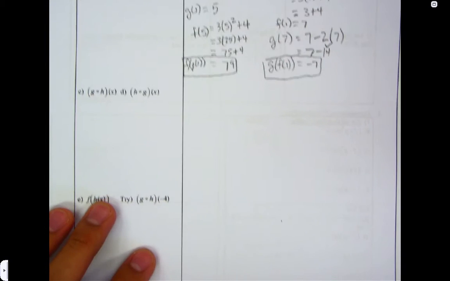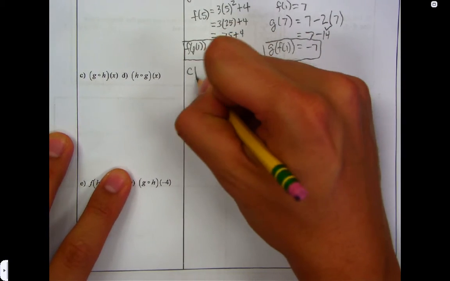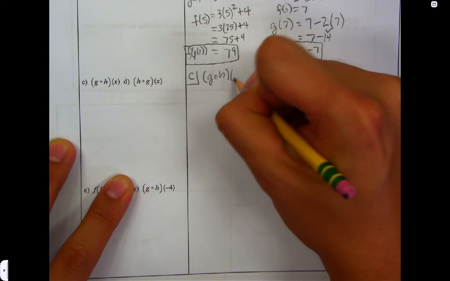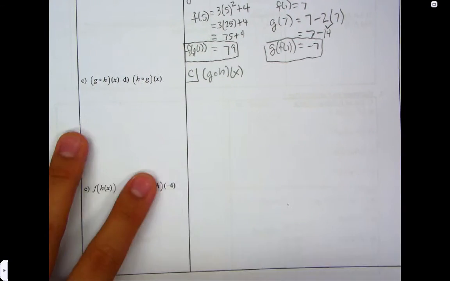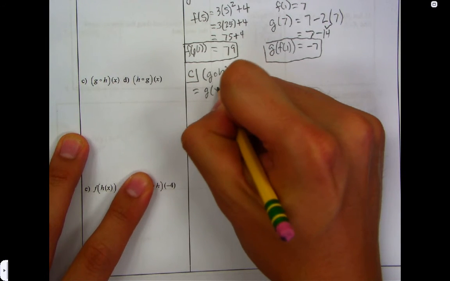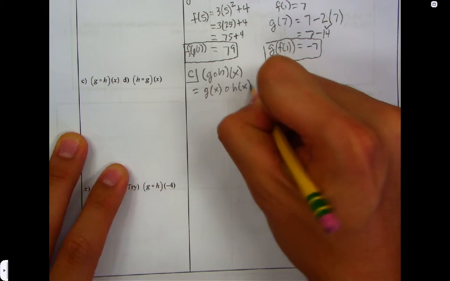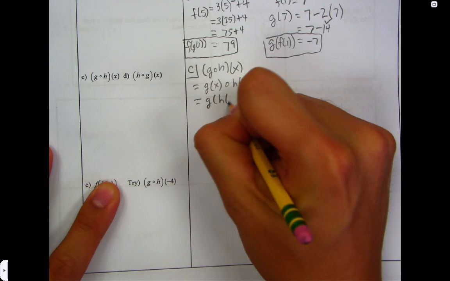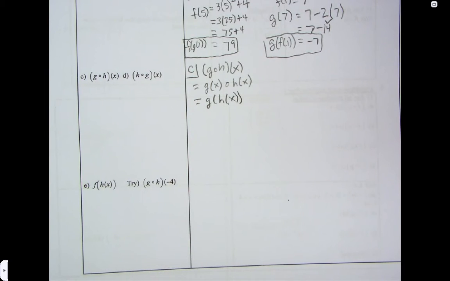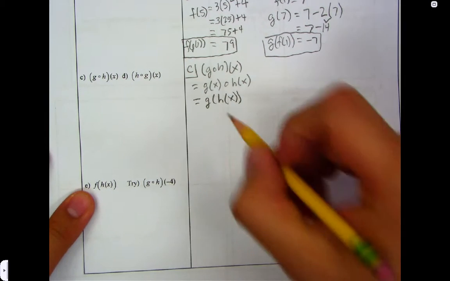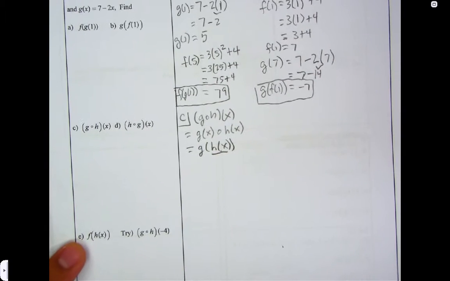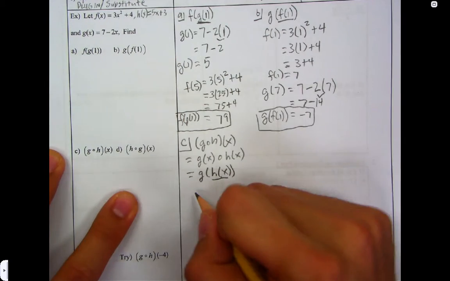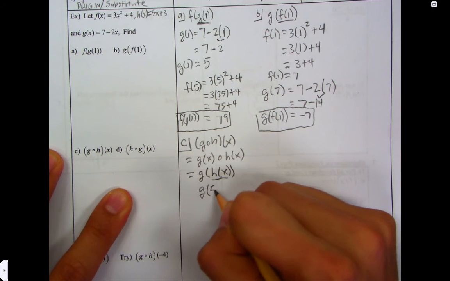Example C. This just means g composed with h of x, which also means g of x composed with h of x. And we want to try to write it like this, g of h of x. Alright, so I start on the inside, h of x, I go look for that. H of x is 5x plus 3. So now this becomes g of 5x plus 3.